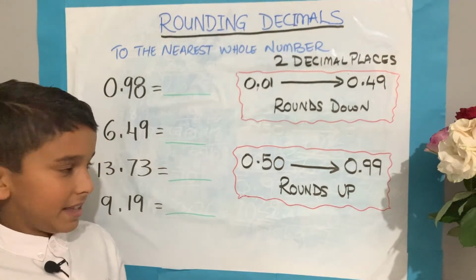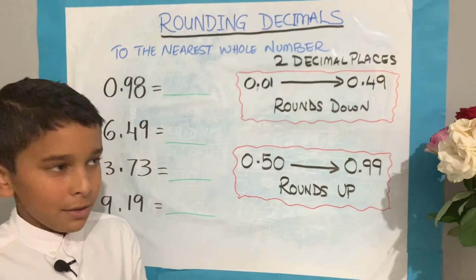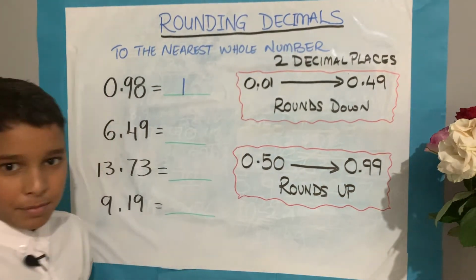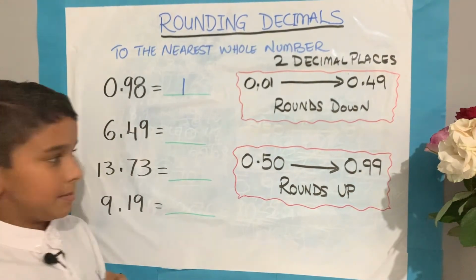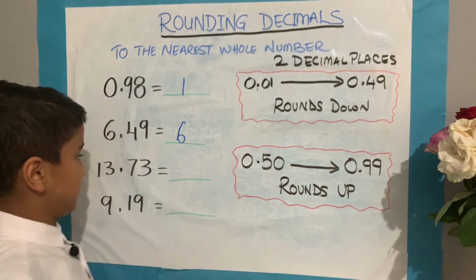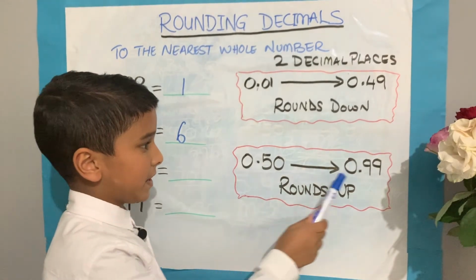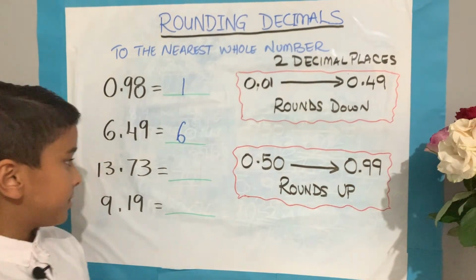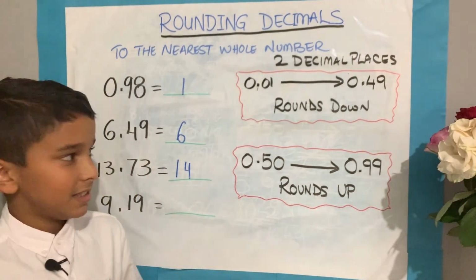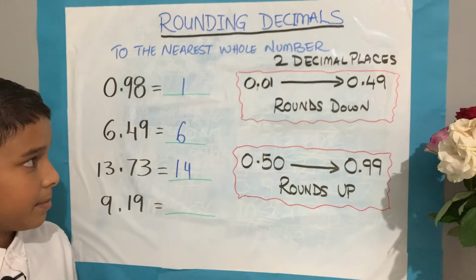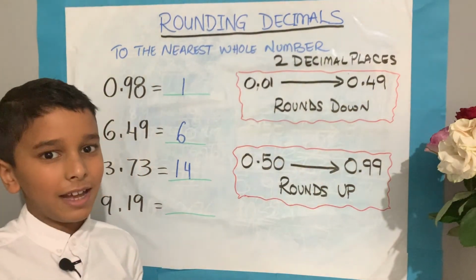0.98 ends at 0.98, which is between 0.50 and 0.99. Therefore, it rounds up to 1. 6.49. 0.49 rounds down. So the answer will be 6. 13.73 ends in 0.73, which is between 0.50 and 0.99. Therefore, it rounds up to 14. Lastly, 9.19. 0.19 is between 0.01 and 0.49. Therefore, it rounds down to 9.